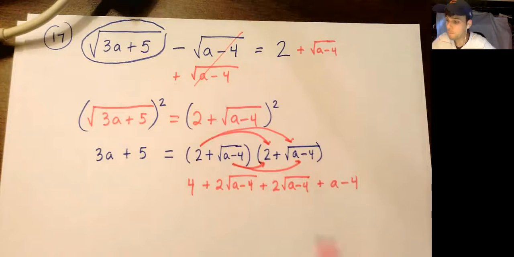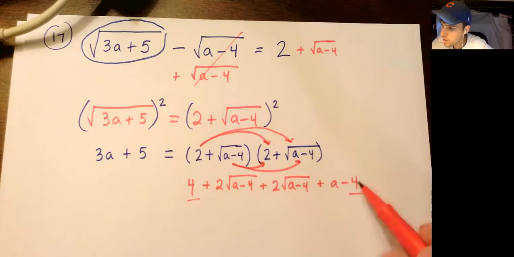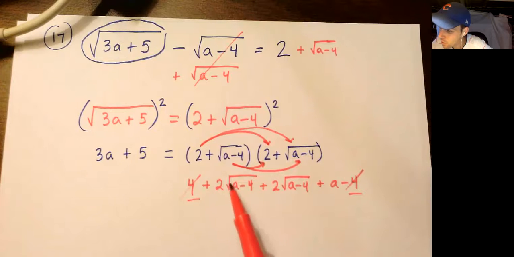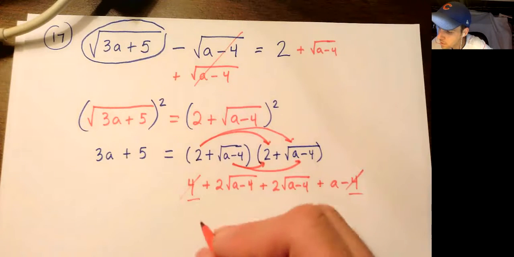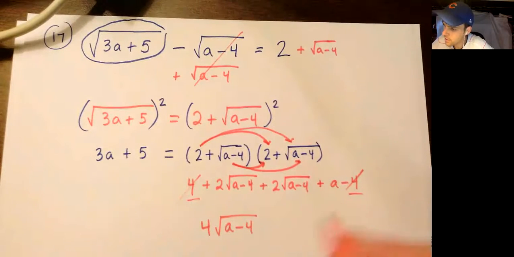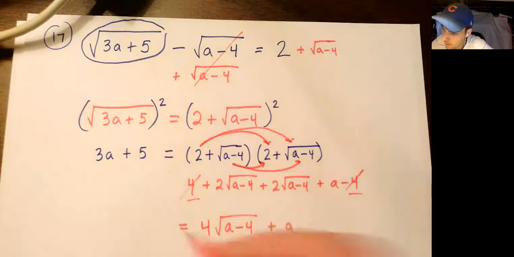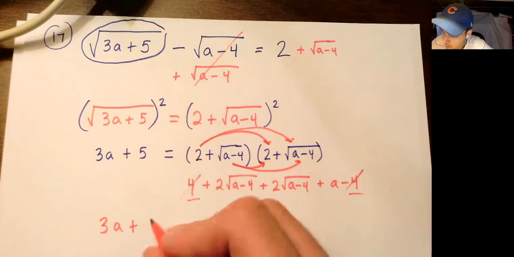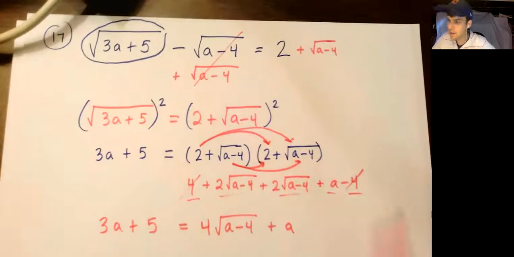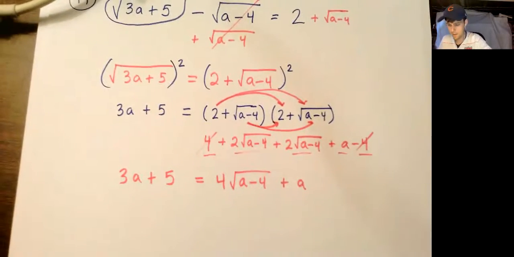No square root anymore. Combining some like terms here, I have a plus 4 and a minus 4. Those can cancel out. I have 2 square root a minus 4 and 2 square root a minus 4. Those can go together to be 4 square root of a minus 4. And I still have this plus a. Right, I combined these and I have that. So just wanted to double check I had everything accounted for. There's a lot of little places you could just make a small mistake and it would be difficult.